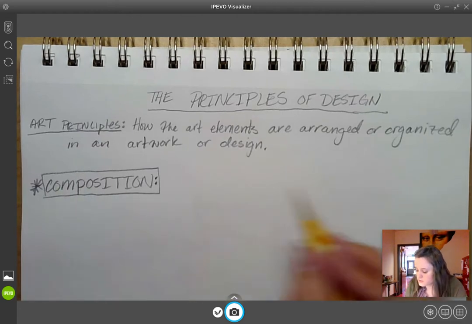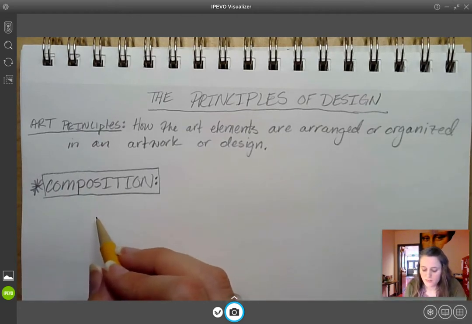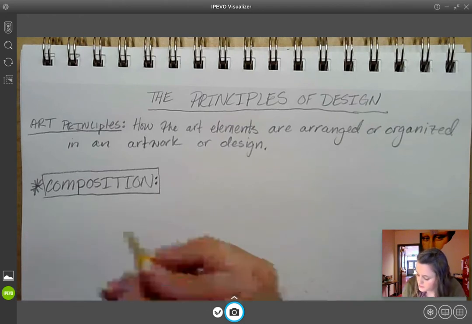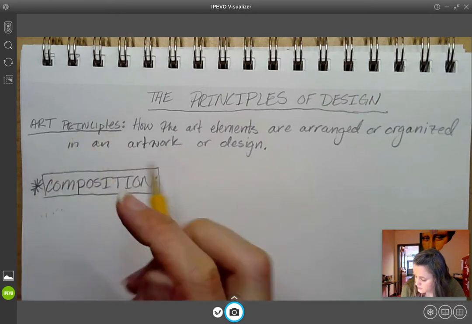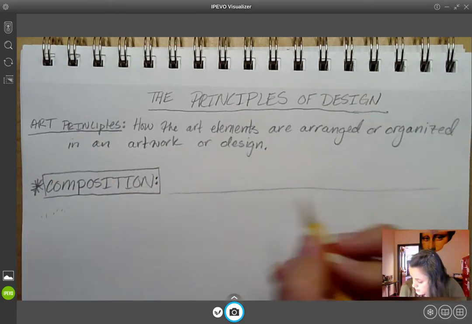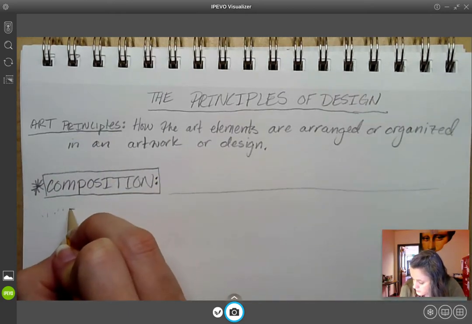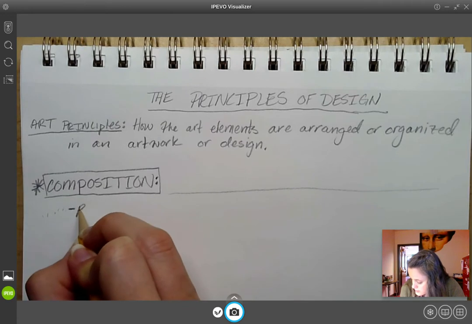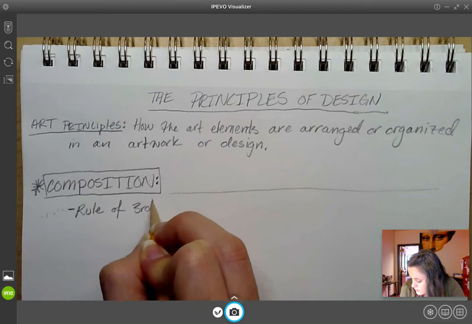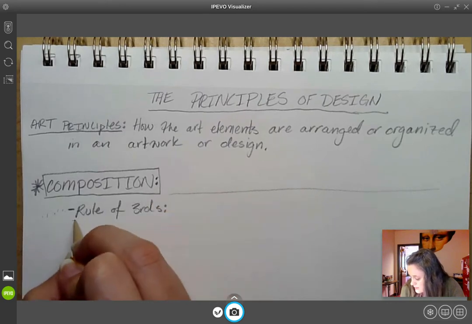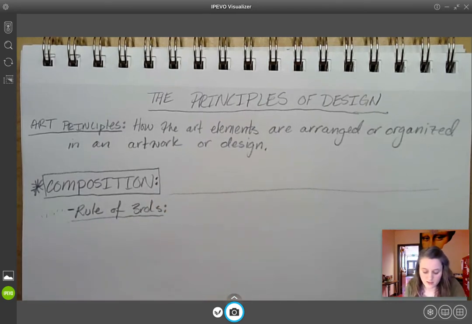Wait for the video to write down the full definition, but just know it's coming. You'll write that definition here. And then I do want you to define also rule of thirds, which you will probably summarize, and that's okay. I just want you to have an idea of it.